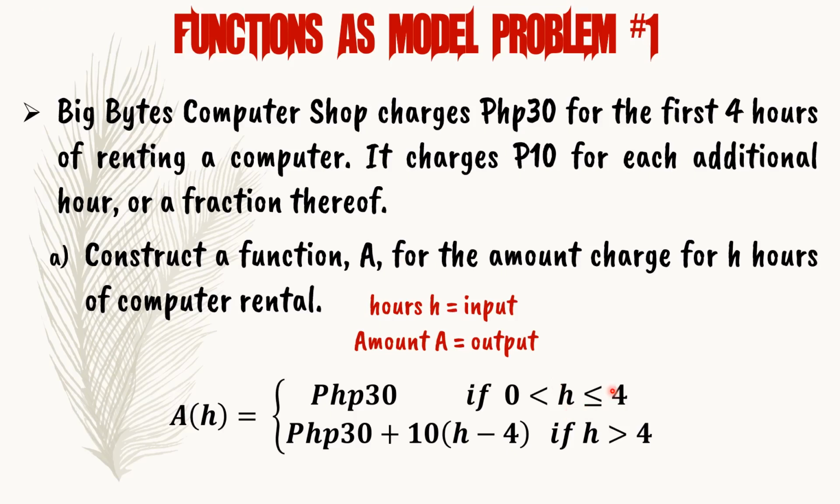Or it is greater than or equal to 4. So this is how you read it. Hours is greater than 0 but less than or equal to 4. So that will be equal to 30 pesos because that is the price for the first 4 hours.